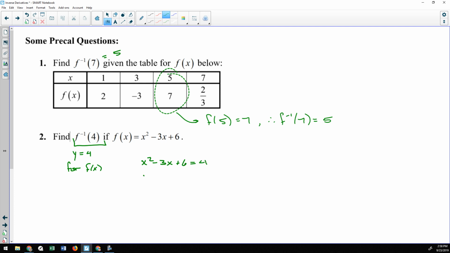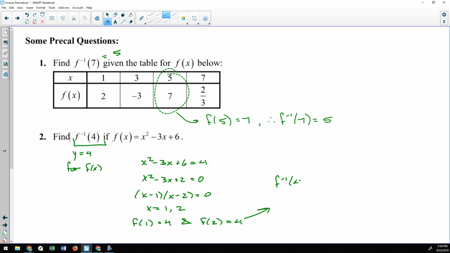And so I'll move my 4 over, x squared minus 3x plus 2 is equal to 0, factor: x minus 1, x minus 2 is equal to 0, and we actually get two solutions, x equals 1 and 2. So what I know is that f of 1 is equal to 4, and f of 2 is equal to 4, because those are the solutions to my original equation. That means that f inverse of 4 would actually have two values. f inverse of 4 would equal 1, and f inverse of 4 would equal 2.